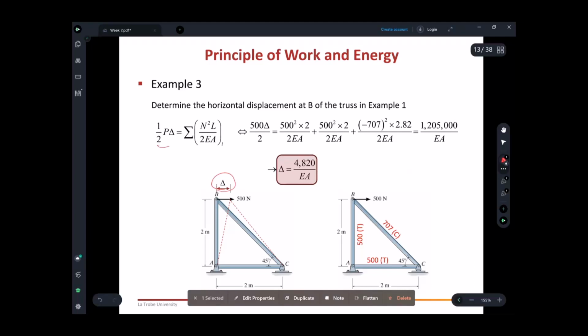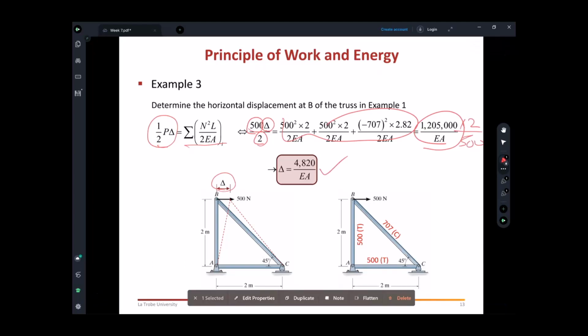So we find 1/2 P delta is the external work. This is the internal work. External work is 500 Newtons, delta we need to find, divided by 2, and we found these quantities, right? This quantity we found. So you can just multiply by 2 and divide by 500. You get these displacements, right? 4820. So it's very simple to find the displacement in truss systems, right? External work equal to internal work. You can find external work, you can find internal work, and you can find the displacements.